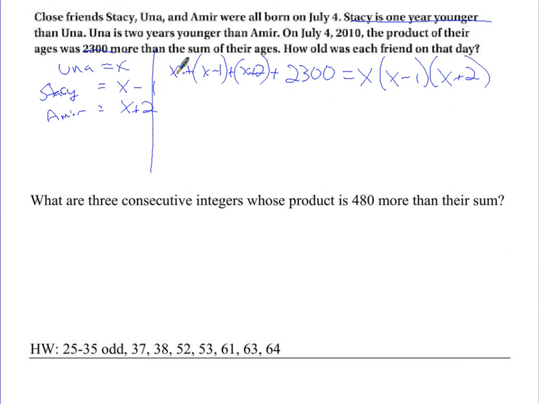So if I combine all my like terms, I have x, which is 3x. I have negative 1 plus 2, which is positive 1, plus 2,300, which is 2,301. So plus 2,301 equals x times x minus 1 times x plus 2. And now I'm going to do exactly what we just did in the last problem. Get everything on one side and graph it.